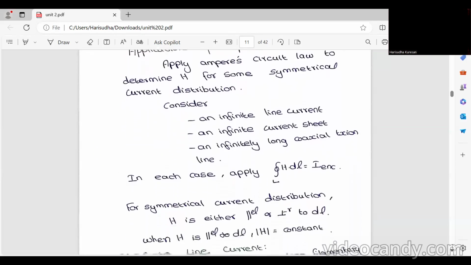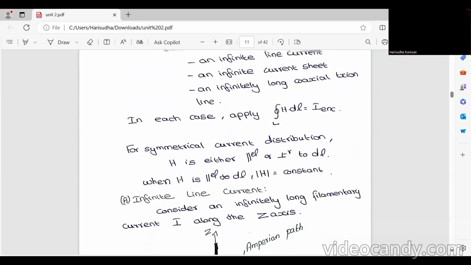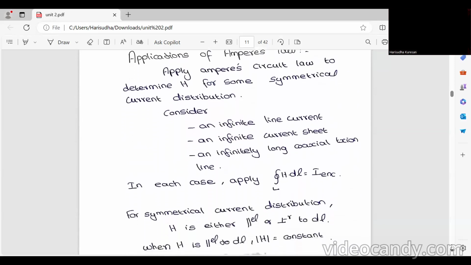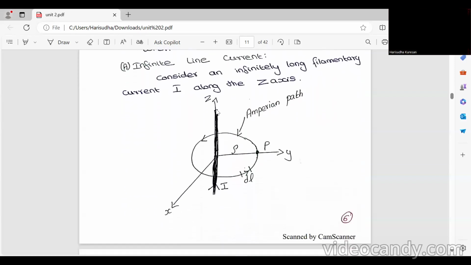Now we'll see the applications of Ampere's law. The first application is for an infinite line current. See this diagram first. Consider an infinitely long filamentary current I along the z-axis. I'll repeat, consider an infinitely long filamentary current I along the z-axis.